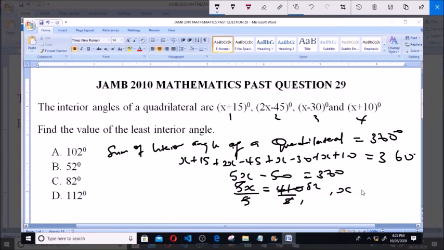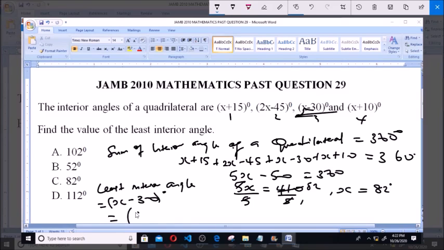So that means x is equal to 82 degrees. So the value of x is 82 degrees. Now we're asked to find the value of the least interior angle, and looking at this, the least interior angle here is x minus 30. The least interior angle is equal to x minus 30 degrees. So this is equal to 82 minus 30 degrees, and that is equal to 52 degrees, which is option B.